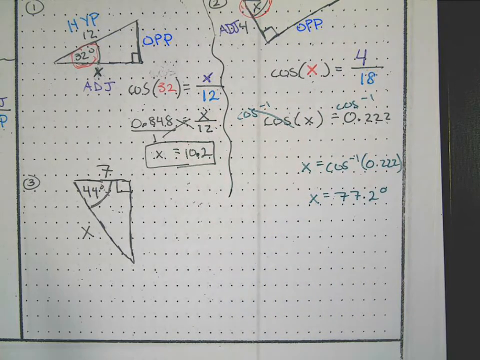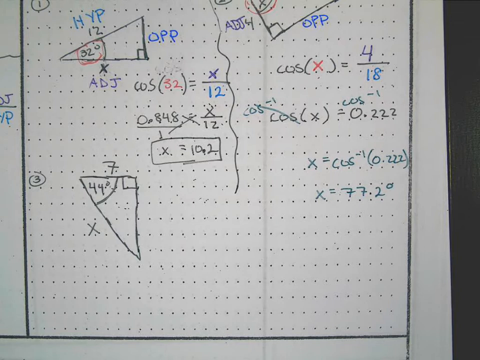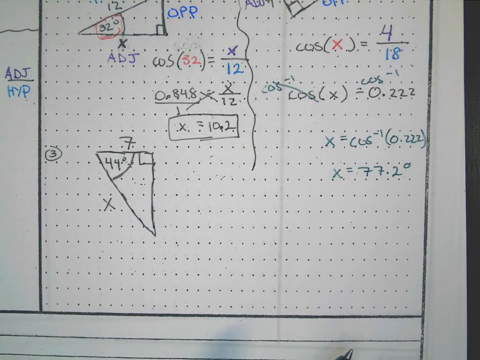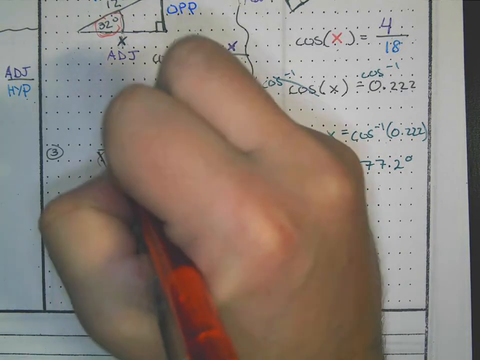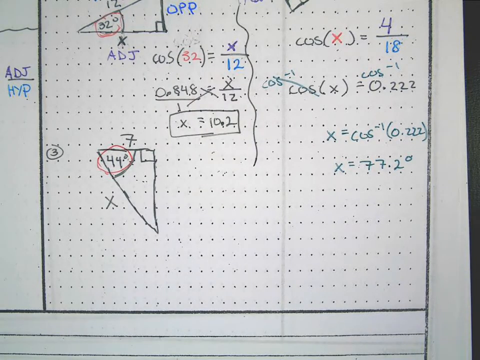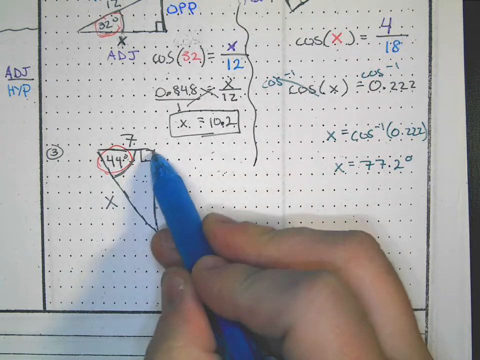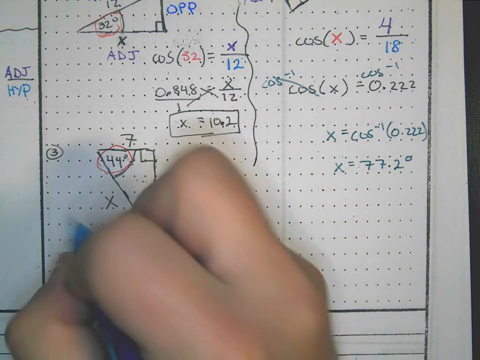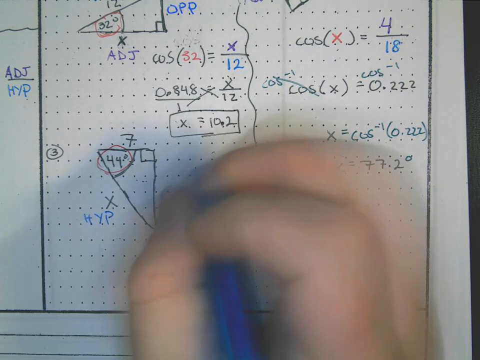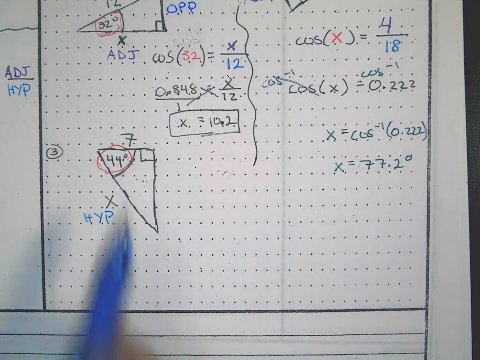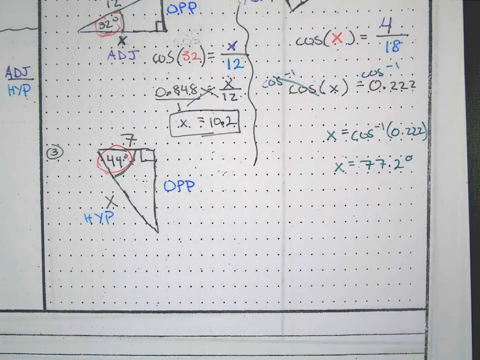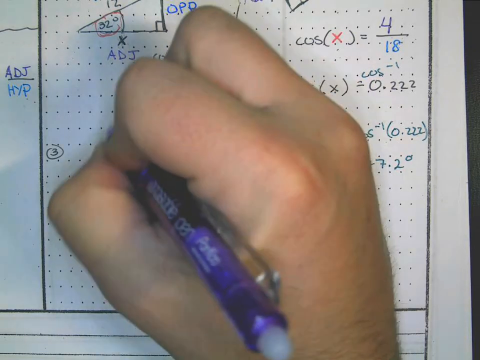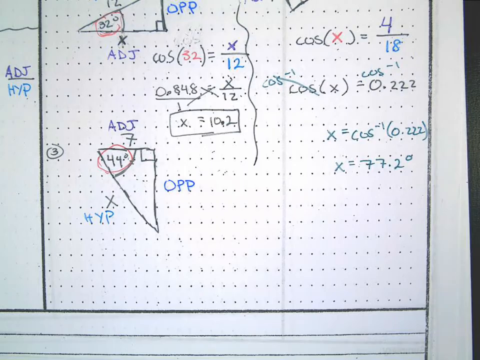So let's try one more. Just set up and then go through our motions. So the first thing we'll do is our labeling. Got my focus angle. Then across from my right angle is my hypotenuse. Across from my focus angle is my opposite side. And then the side touching my focus angle is my adjacent side.